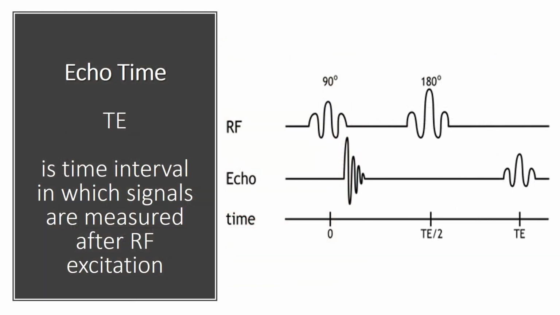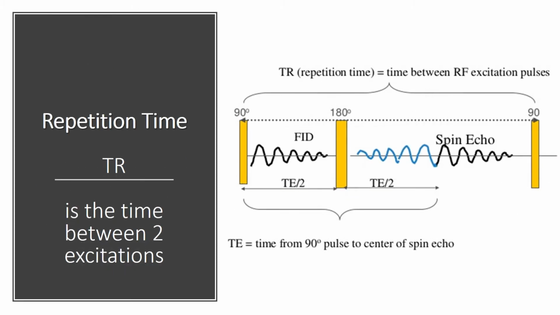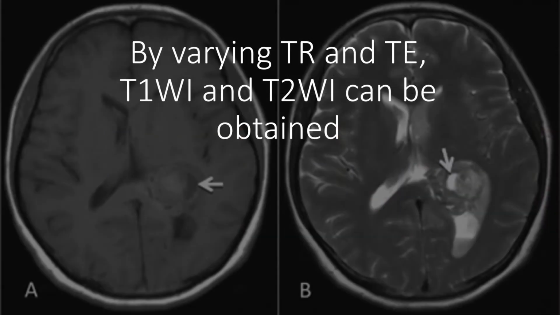Echo time or TE is the time interval in which signals are measured after RF excitation. Repetition time or TR is the time between two excitations. By varying TR and TE, T1 weighted image and T2 weighted image can be obtained.